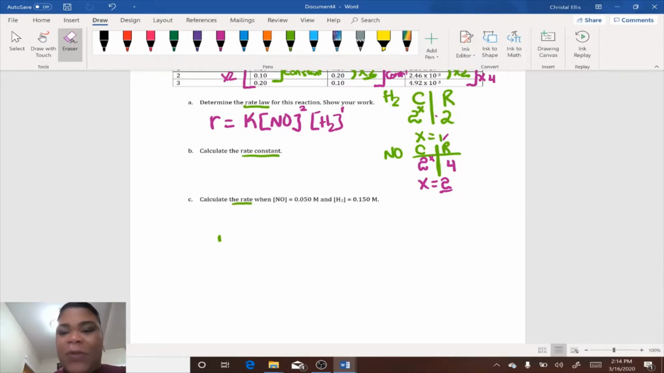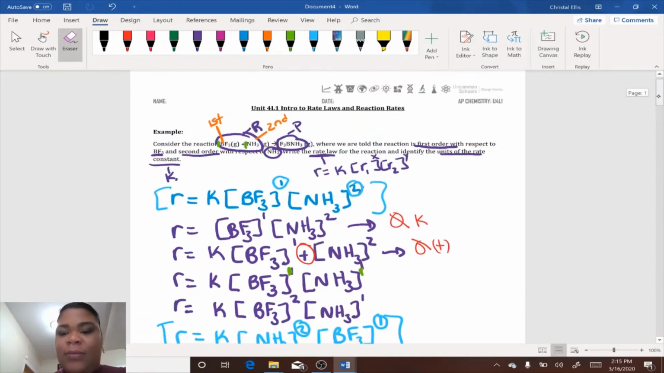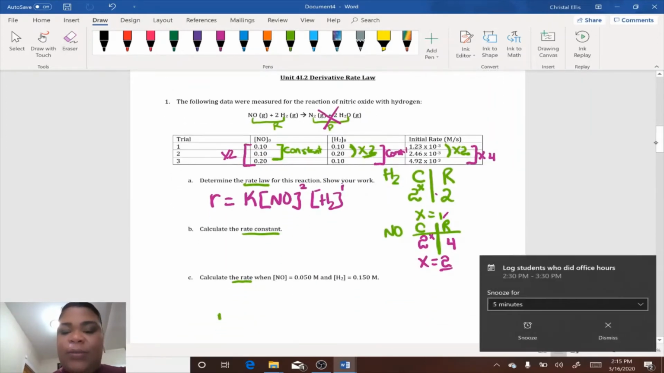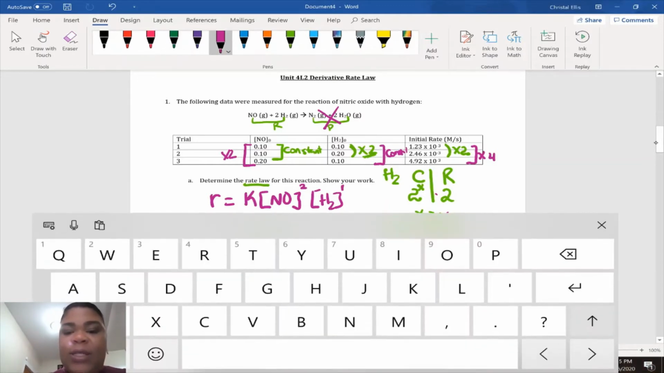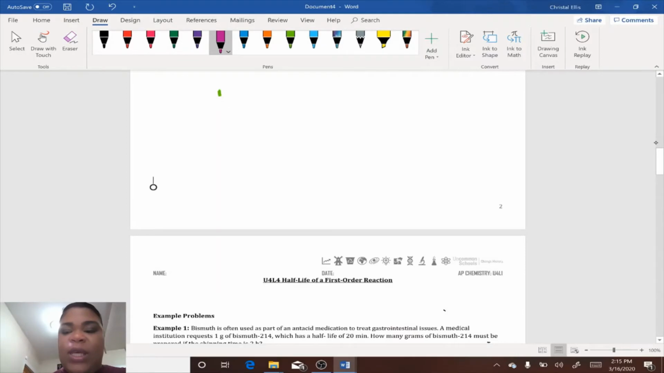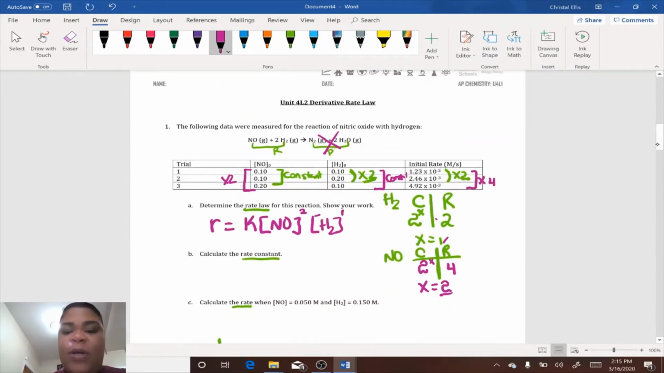Okay, trying to scroll up. So rate constant K, if we look at the smallest number, we'll see that the constant is 1.23 times 10 to the minus 3 molar concentration per second, because each time the rate was changing, it was changing by 1.23 times 10 to the minus 3. If we were to add 1.23 4 times, we would get 4.92 times 10 to the minus 3.